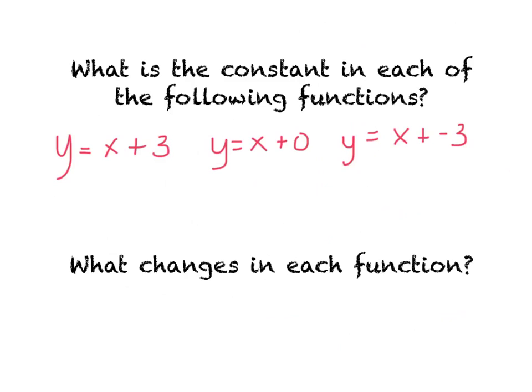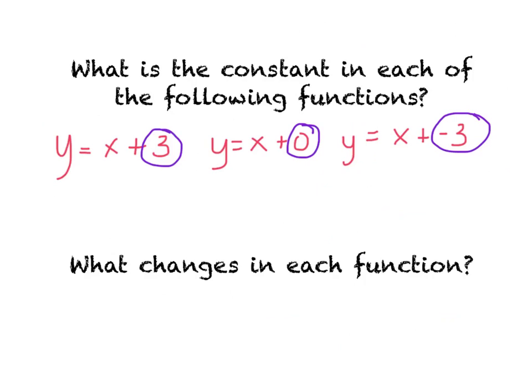So what is the constant in each of the following functions? So what stays the same no matter what number I input into the function? So for the first one, y equals x plus 3, no matter what number I input for x, I'm always going to add 3 to that number. So adding 3 doesn't ever change. So 3 is my constant. In the second one, 0 is my constant. And in the third one, negative 3 is my constant.